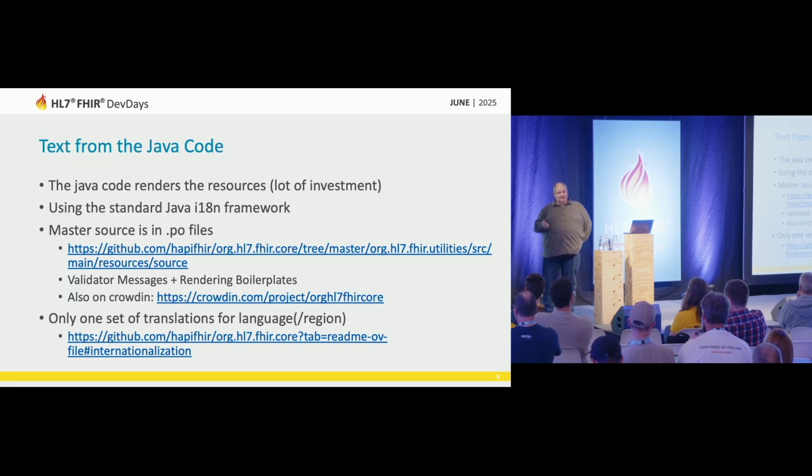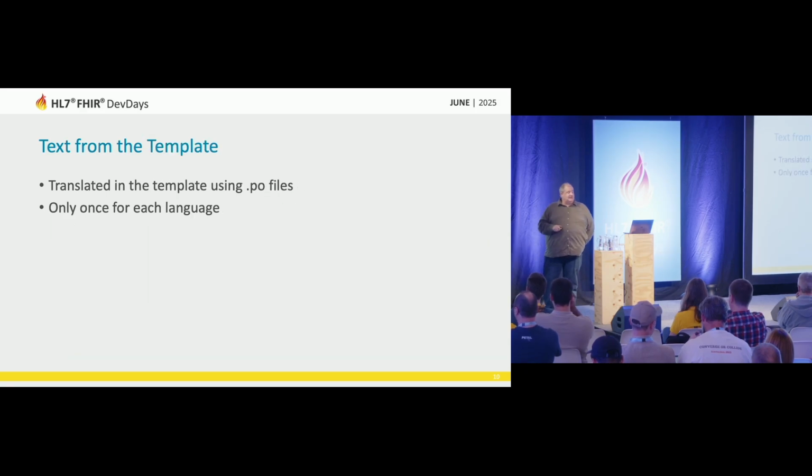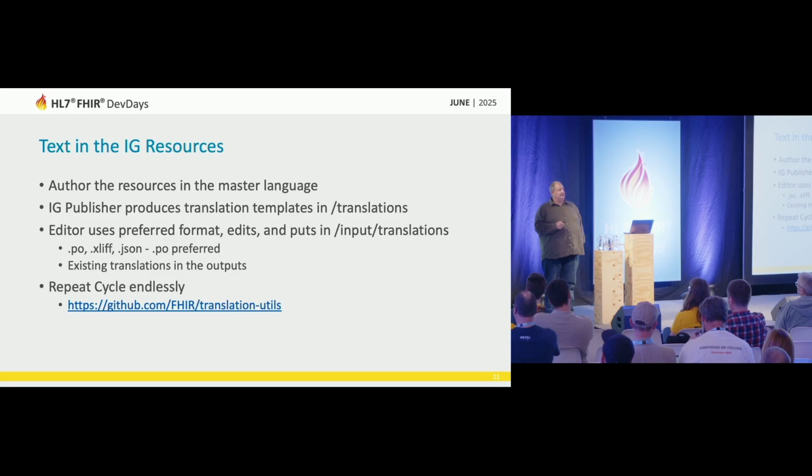But this is, again, work that affiliates really need to do. Then text comes from the template boilerplate, some of the headings and the menu and the guidelines, and so they are translated in the template using PO files, and again, only once for each language, and so no contributions needed there. All right, and then the IG resources, which you author in a single language. You do not author them in multiple languages.